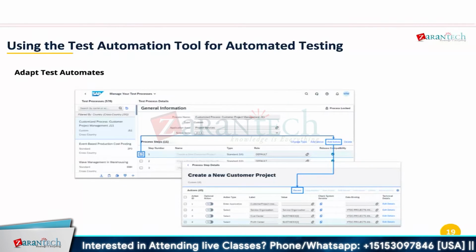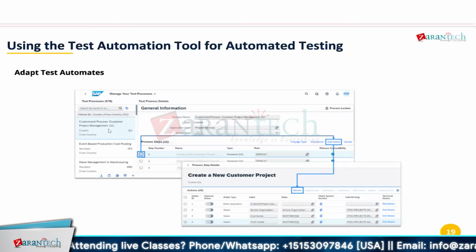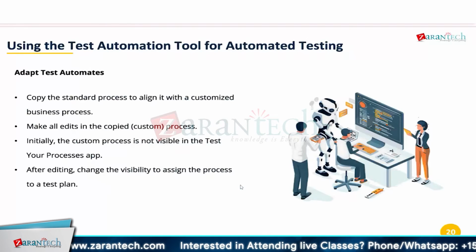I'll take you to there. Just let me explain the picture and then I'll go. So here on the left side, you will get all the test processes, and click on that. You will get on the right side the general information about that particular test process, and how many process steps it has got. And if you click on add below, it will take you to another screen where process step details will be available. Let's take a look at manage your test processes.